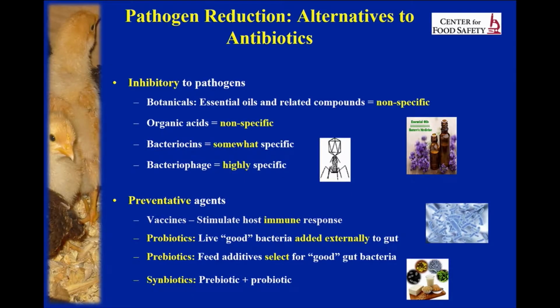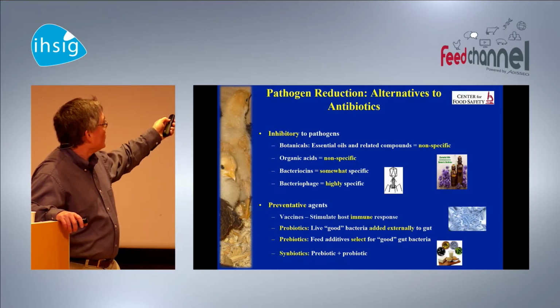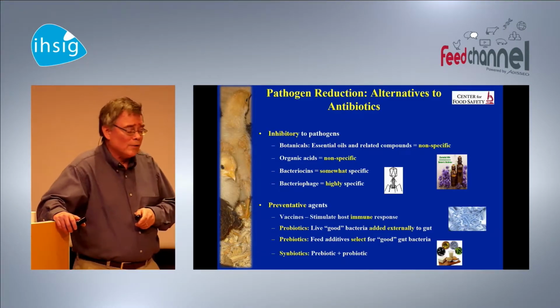A good example is Salmonella and bacteriophage. You have 2,600 serovars. You have phages that are specific for particular serovars, and in some cases maybe even just for specific strains. And so you have a multitude of different specificities in terms of your compounds that are inhibitory.